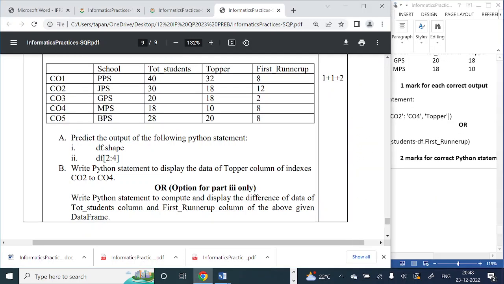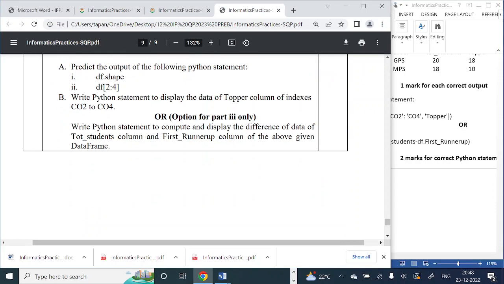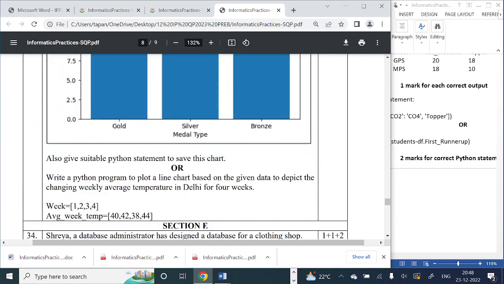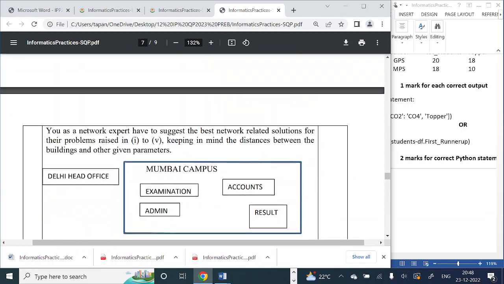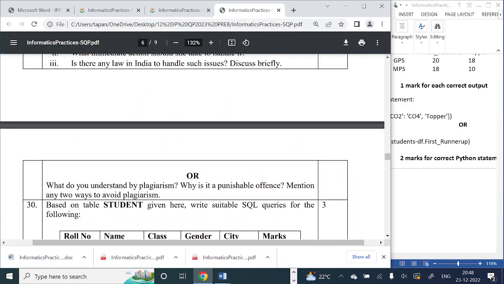So this is the end of your sample paper given by CBSE. This question paper is given on the CBSE academics website. You can download it from there.